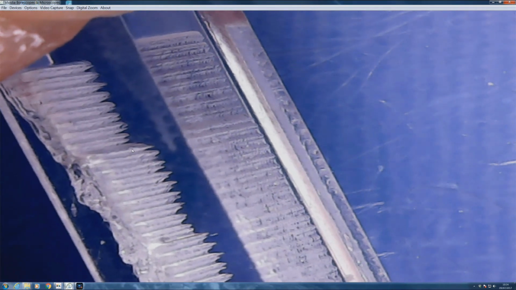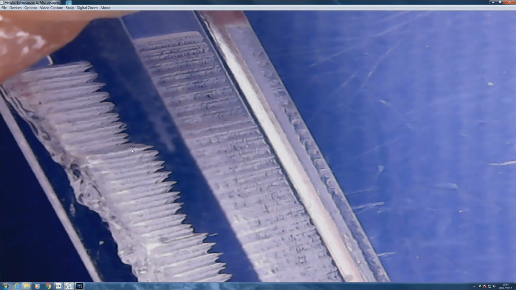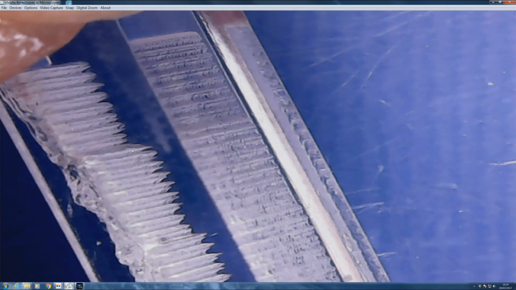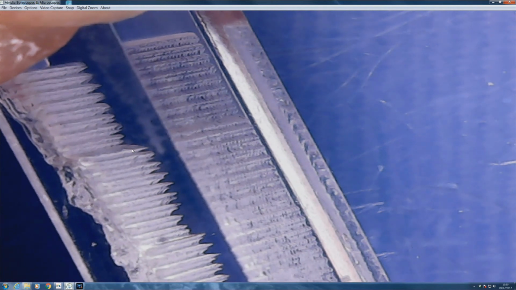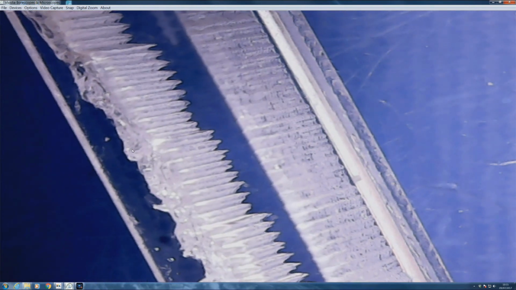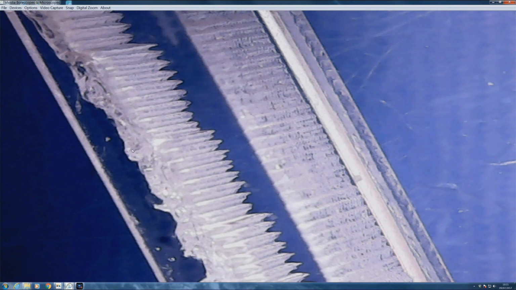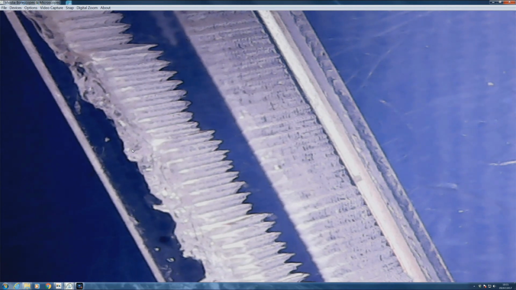Now we've got some funny little joined up peaks there. 1, 2, 3, 4, 5, 6, 7, 8, 9, 10, 11, 12, 13, 14, 15, 16, 17 maybe. And then the next one. 1, 2, 3, 4, 5, 6, 7, 8, 9, 10, 11, 12, 13, 14, 15, 16 again.